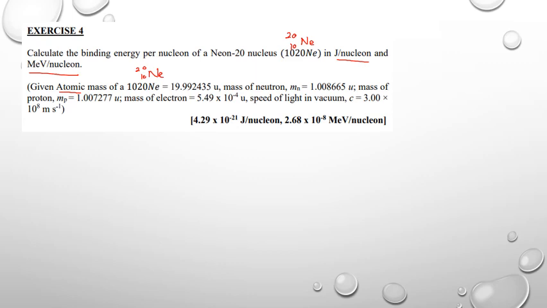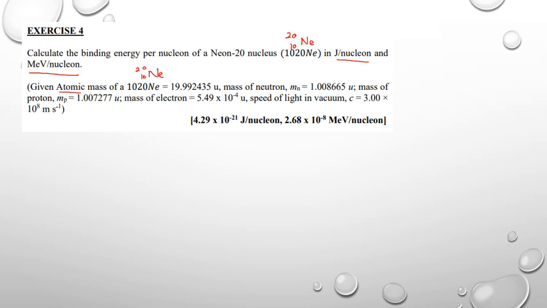19.992435 U. Mass of neutron 1.008665 U. Mass of proton 1.007277 U. Mass of electron 5.49 times 10 to the power of -4 U. Speed of light in vacuum 3 times 10 to the power of 8 meters per second. So calculate the binding energy per nucleon.